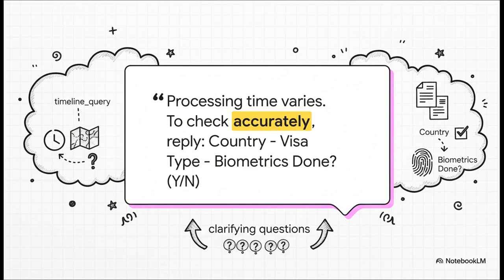So instead of just guessing, it asks for exactly what it needs, the visa type and whether biometrics are done. And this is the key takeaway. It doesn't just wait for information, it actively guides the user to give the right details for a useful answer.